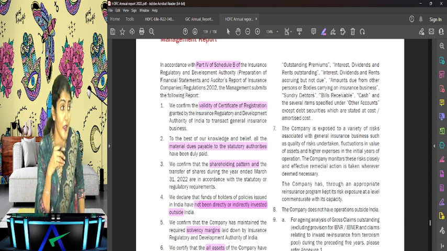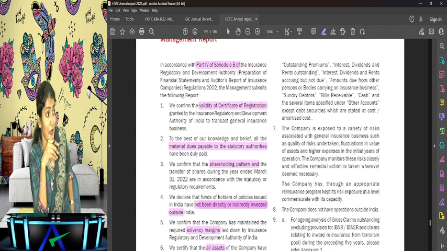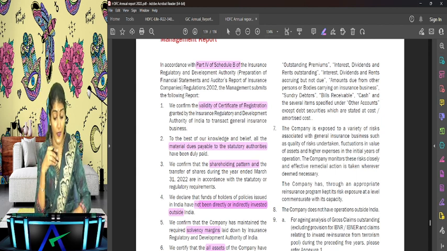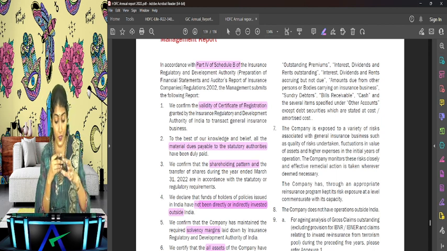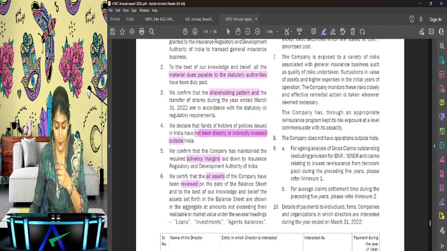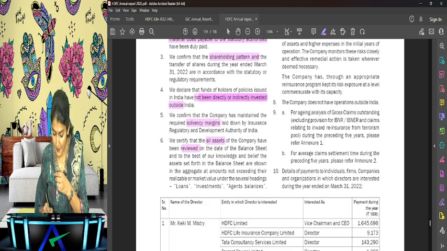Because for them, is CARO applicable? CARO not applicable. No, insurance company. Right, so that is why it has been put over here. Then shareholding pattern, whether it is as per the statutory regulatory requirement. Then what does it say? As funds have not been invested directly or indirectly outside India. Then talking about the solvency margin and all the assets have been reviewed.